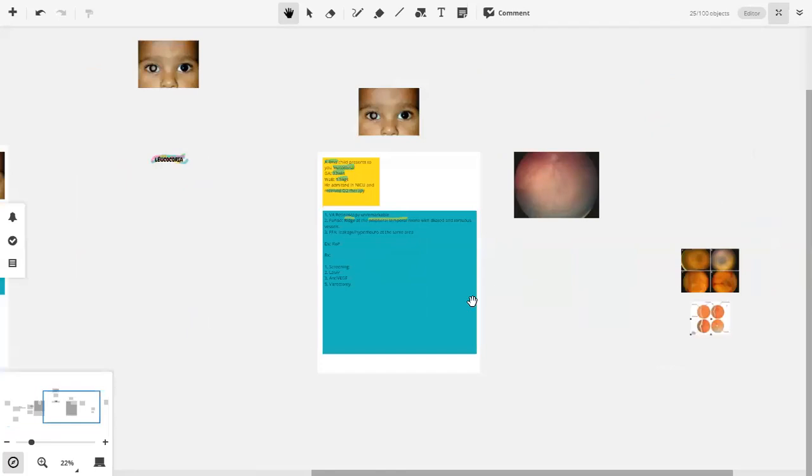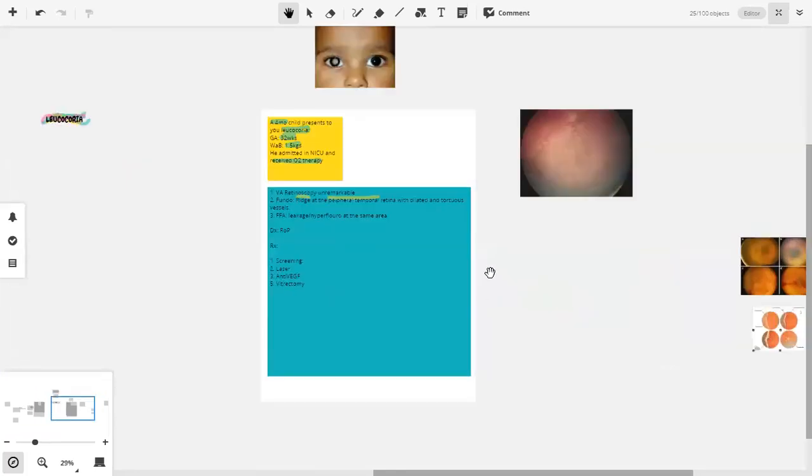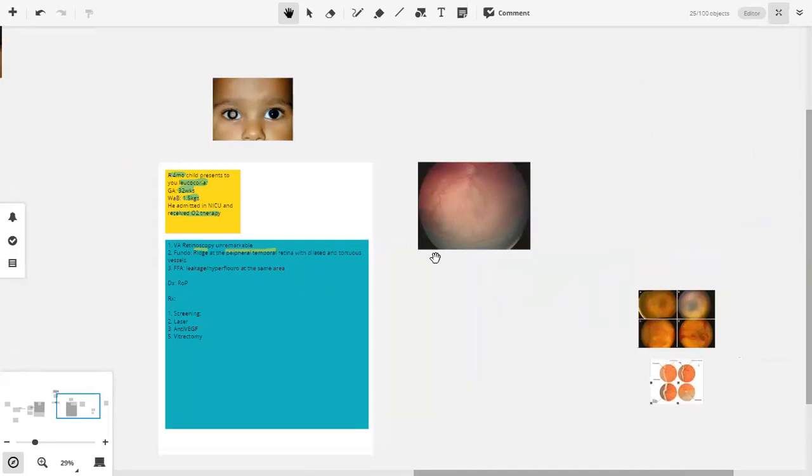If you have any questions, you can ask right now or you can ask in the group. Will ROP be bilateral? Or will it manifest unilaterally? Now that's a good question. That's a very good question. ROP can be bilateral. Why can it be bilateral?